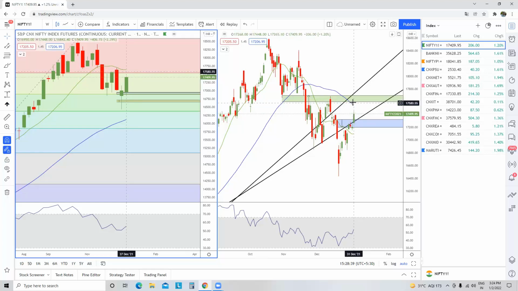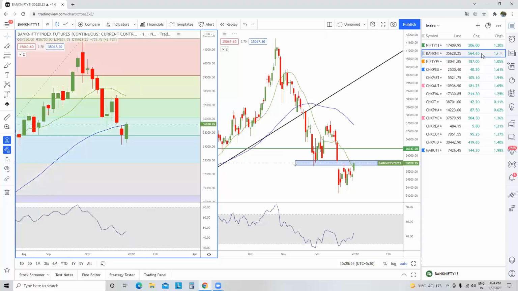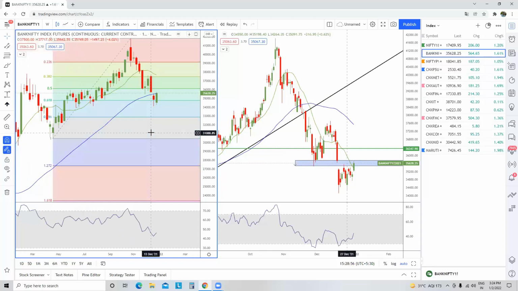I think even if we test 17,600, more or less the trend in the daily chart as well as the weekly chart will remain flat. It's not going to be up. We'll need much more than that. All right. Let's check the Bank Nifty charts.